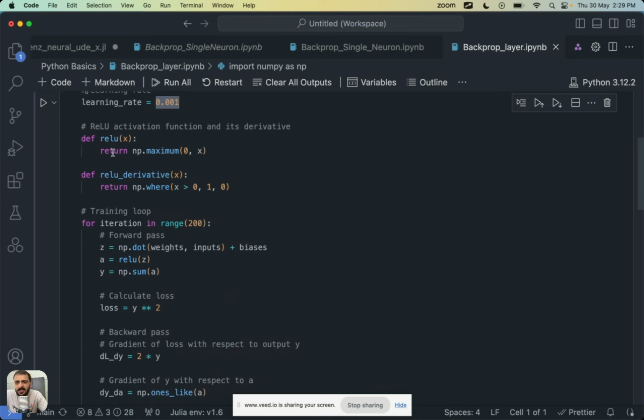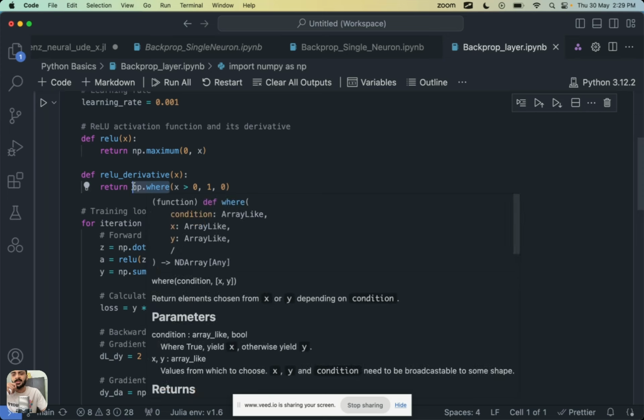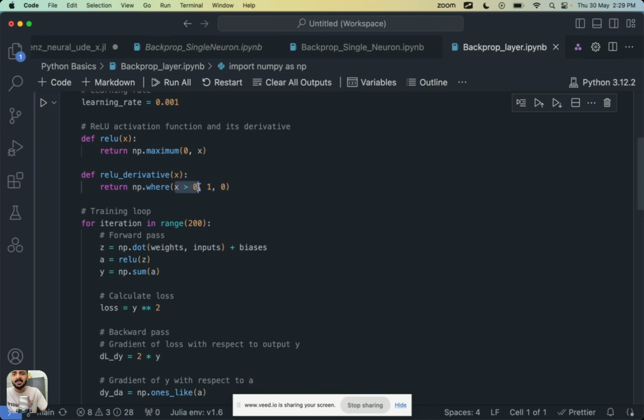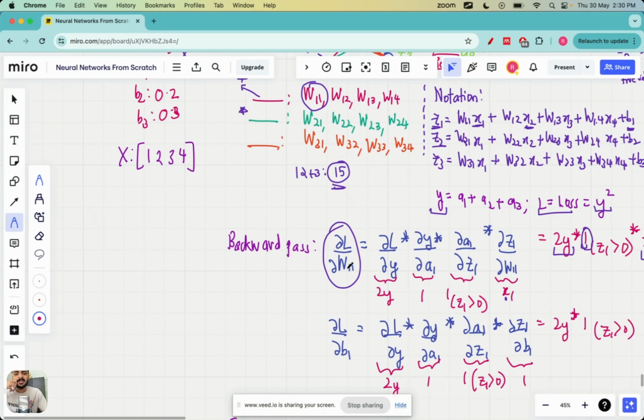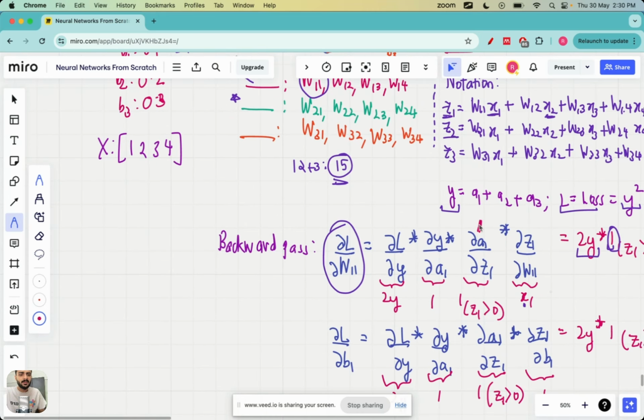And then we just need to define two functions. We define ReLU, which is the maximum of 0 and x, and we define the derivative of ReLU, which is 1 when x is greater than 0, and 0 otherwise. It's important to note this np.where function. What this does is wherever x is greater than 0, the value is 1, otherwise it is 0. It's useful to know about this function as well. The reason we calculated these two functions is because this third term, the partial derivative of a1 with respect to z1, is basically the derivative of the ReLU.